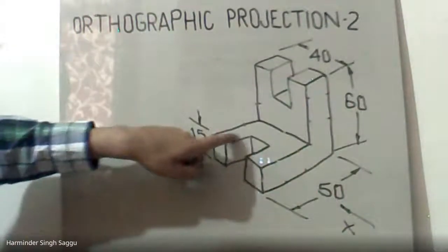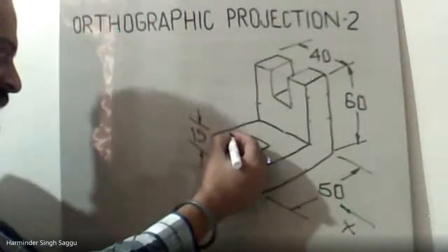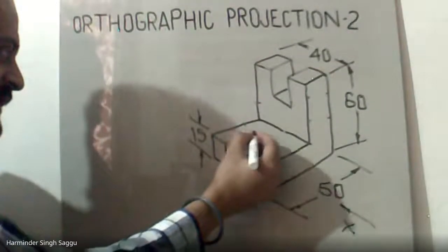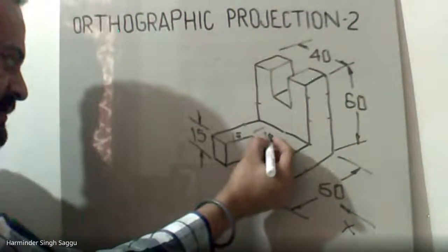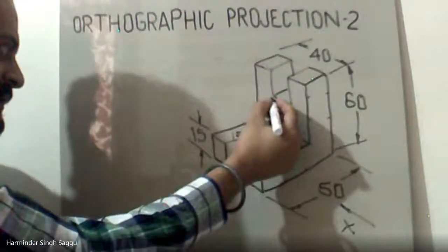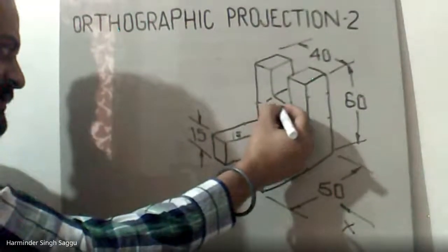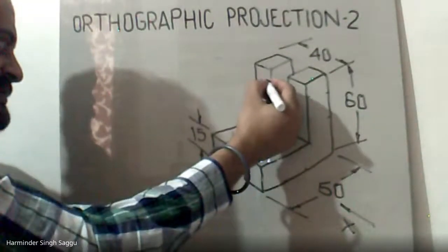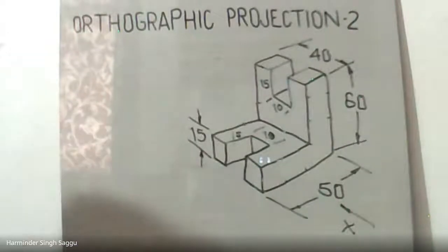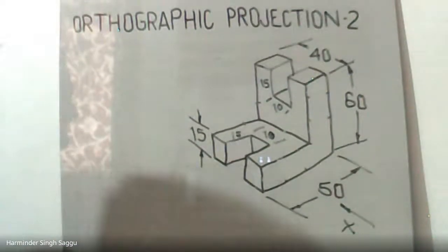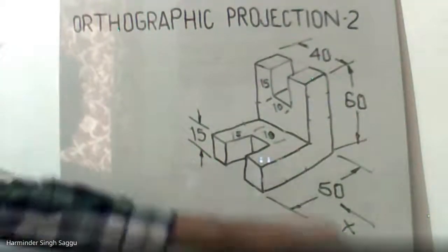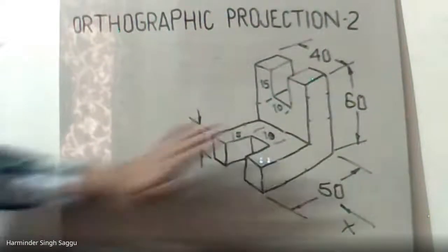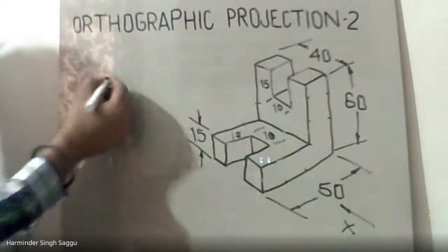So this is 15 depth of 15, and this has 10. Again, this is 10, and this is 15. So I have put two slots of 10 by 15 at its base and its elevation. So first I will draw its front, then top, then left side view.